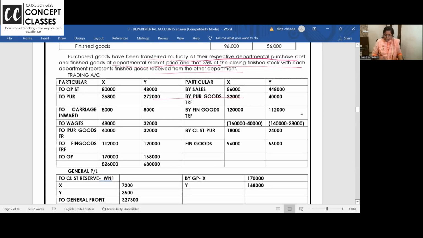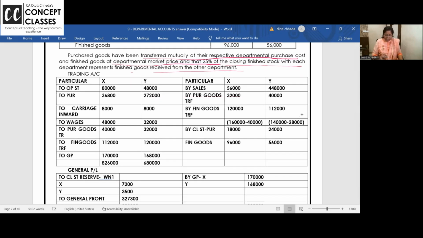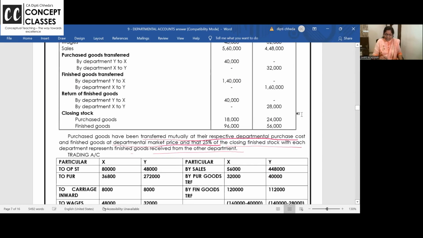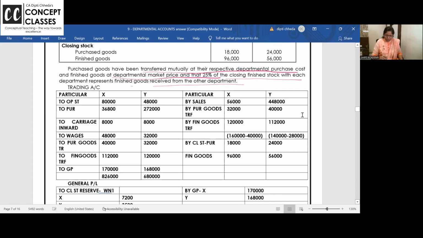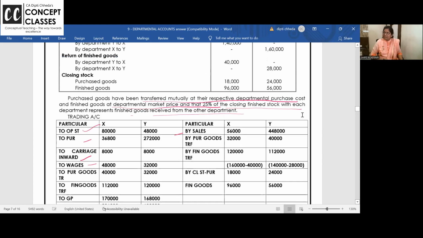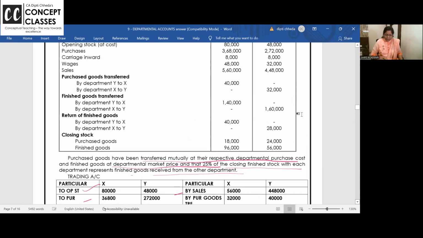Now, how will you do it in the exam? X or Y? Can you please copy the figures first in the exam? वही smart work करना है आपको departmental accounting. जो समझ में आए, go on writing. So what will you write? Like see, just now I told you. Purchase goods, यही. Opening stock, purchase, carriage inward, sales, ये सब wages, सब डालते जाओ. अब देखो क्या करना है.